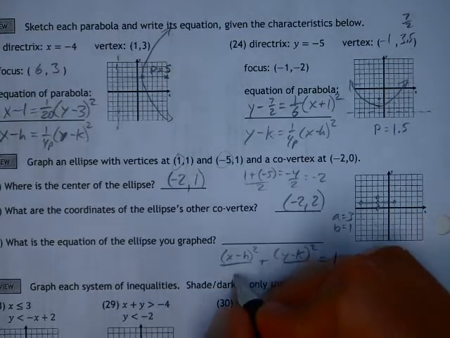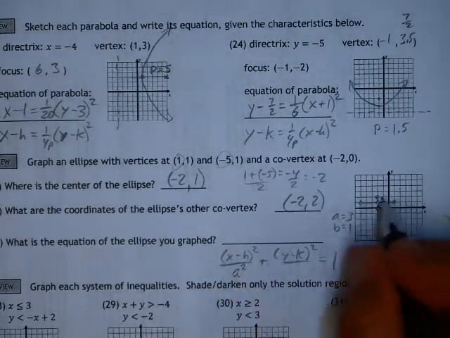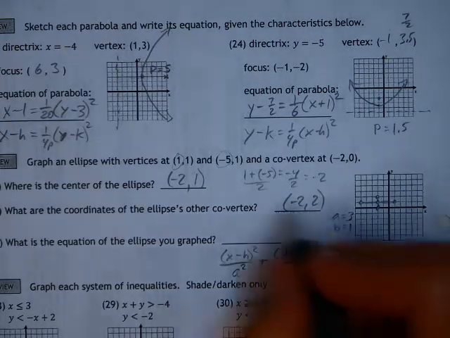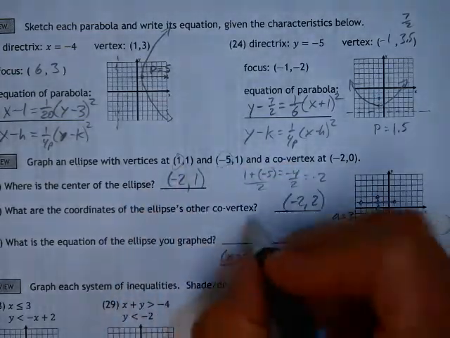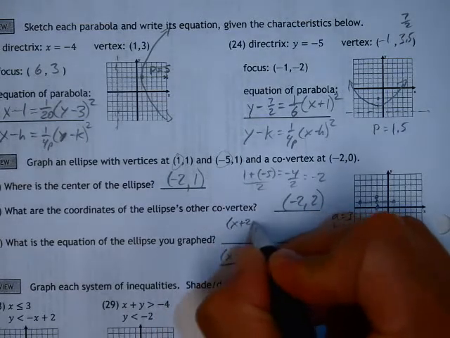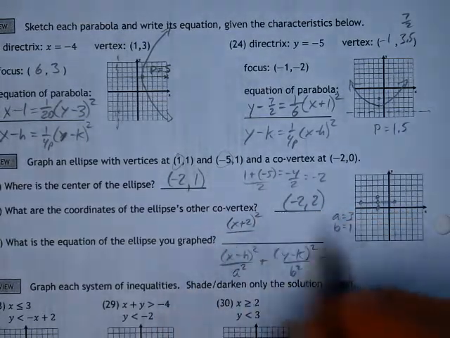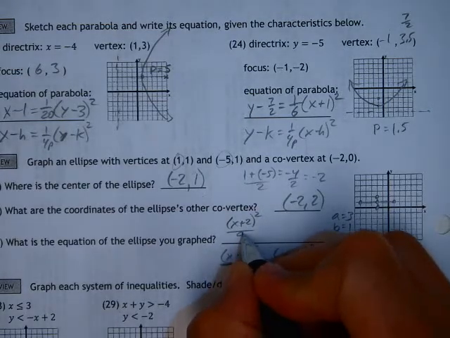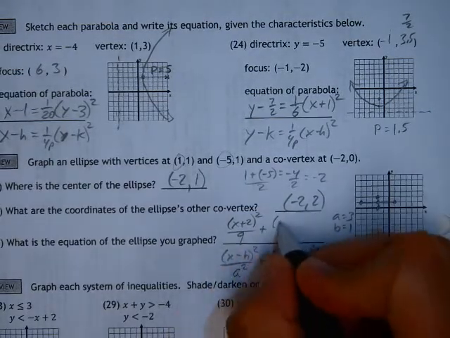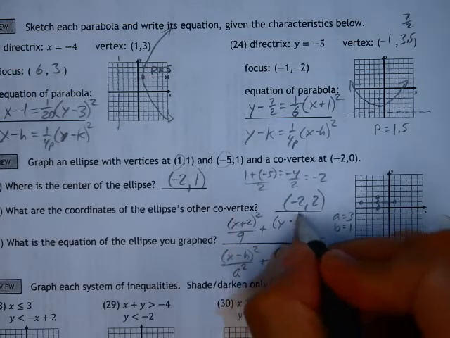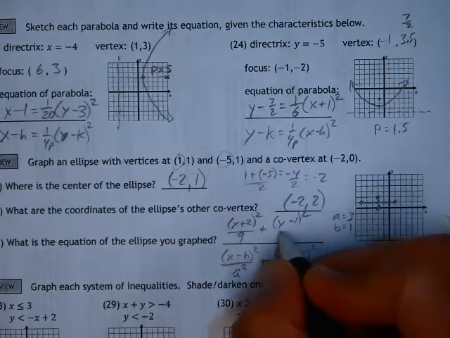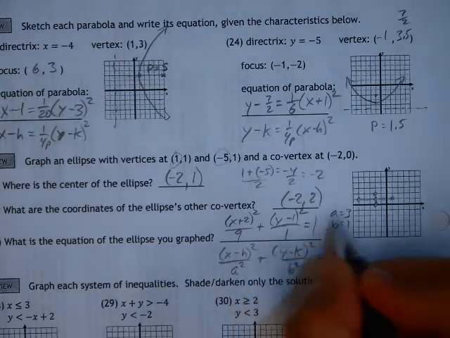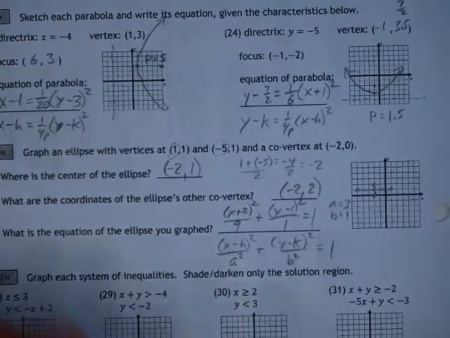It's a horizontal ellipse, so the a squared should be attached to the x, and the b squared should be attached to the y. So if our center is the h and the k, I've got an x plus 2 squared over a squared, and if a is 3, I've got a 9 underneath, plus y minus 1 from the center squared over 1 squared, which is just 1, also equals 1. There's your ellipse.